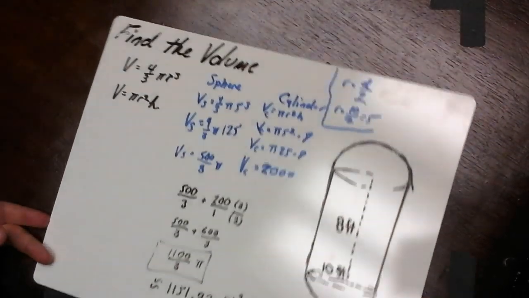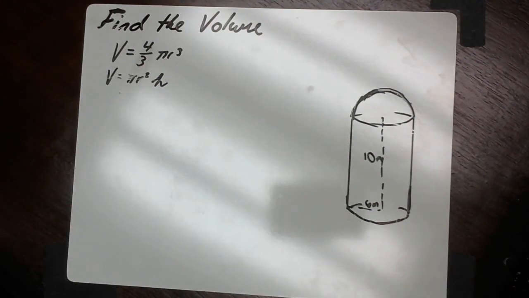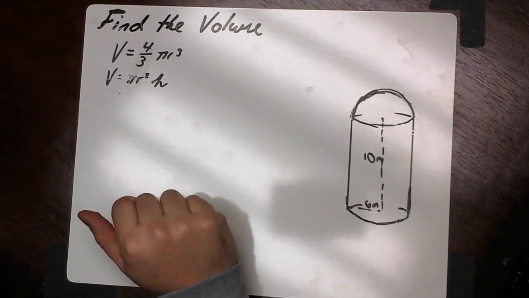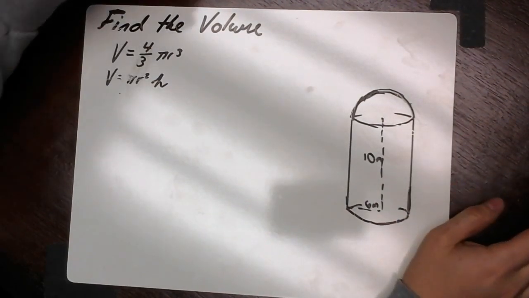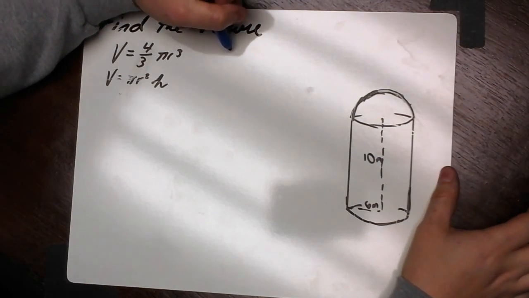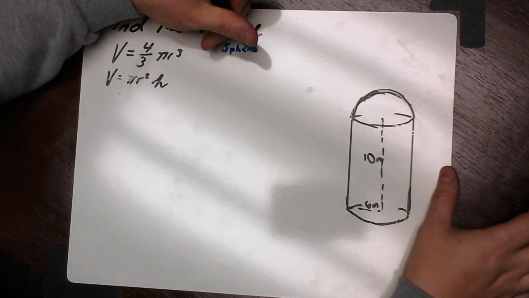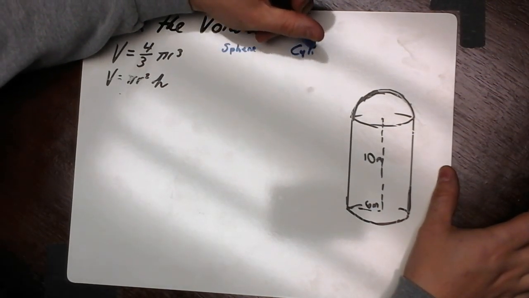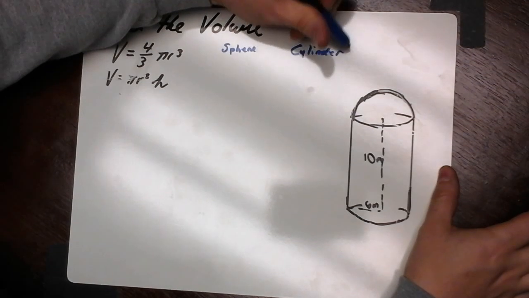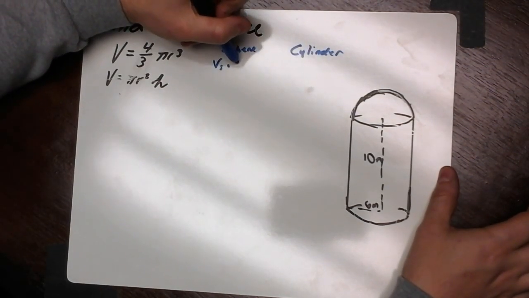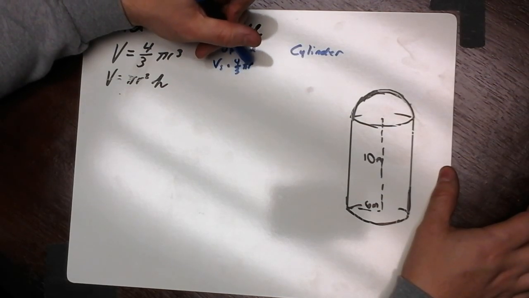Okay, last example. So this is a cylinder and half a sphere. So this is going to be similar to that cone and half a sphere. I'm going to say sphere, cylinder. I will point out I would really focus on being as organized as you can when you do this.